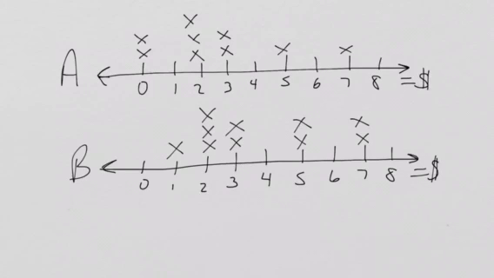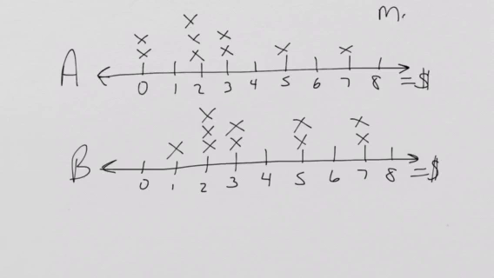So if you're looking at Class A, there were two people that didn't have any money. 3 people had $2. 2 people had $3. 1 person had $5. 1 person had $7. So what we're doing is we want to compare the two classes and see what kind of statements we can make about them. Now, what can we use to compare them?